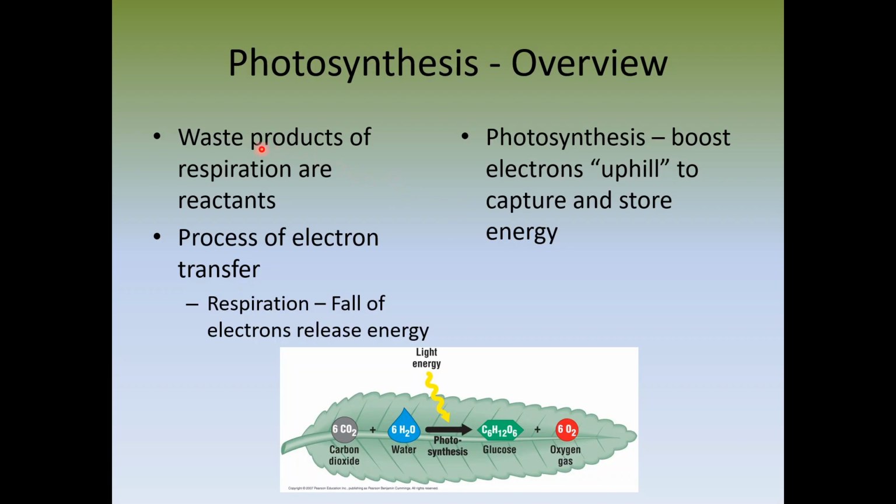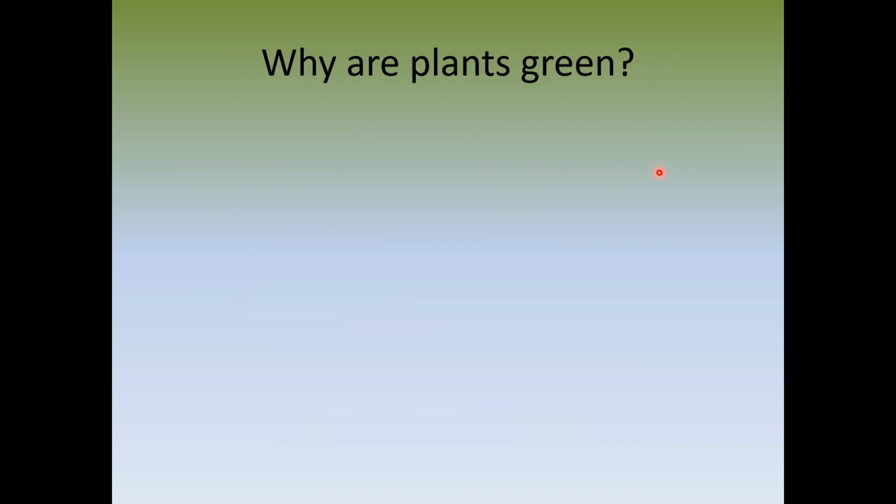Now, remember that the waste products of respiration are the reactants for photosynthesis. It's kind of like the opposite of respiration, right? And what photosynthesis does is it boosts electrons uphill to capture that energy and store that energy in, eventually, sugar. So to talk about this process, we should probably talk about why plants are green, okay?